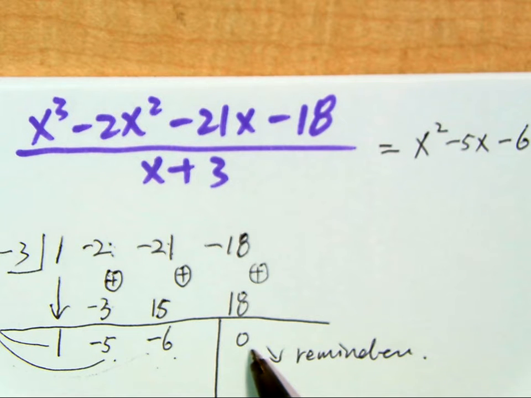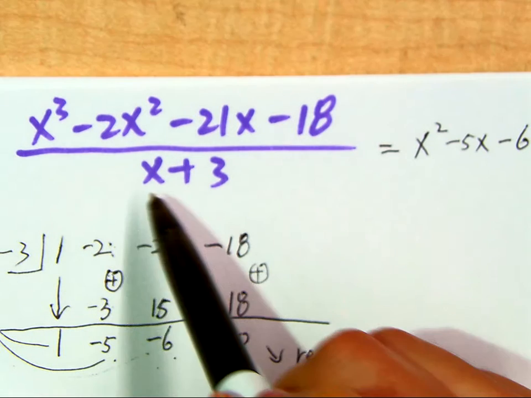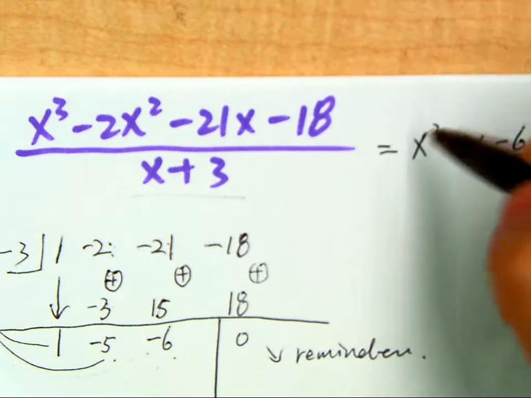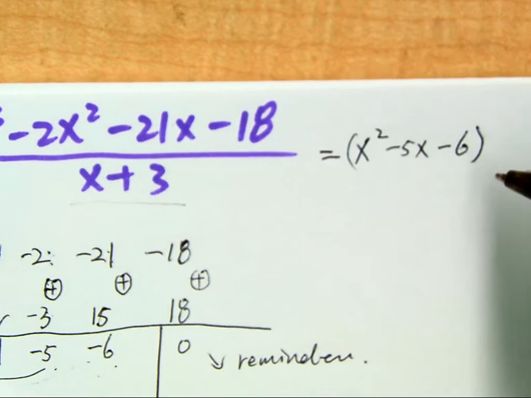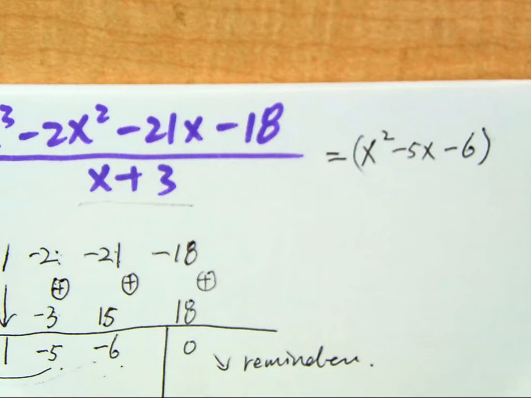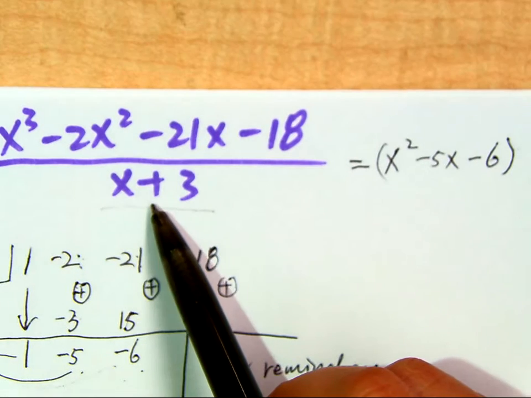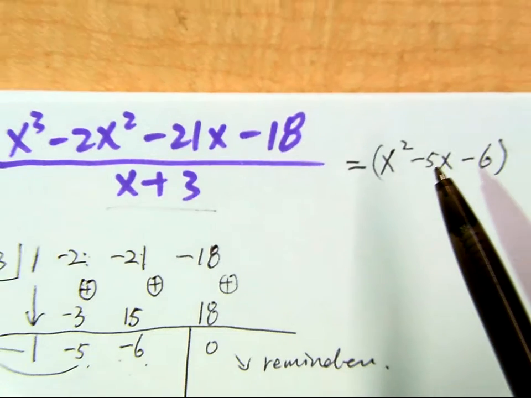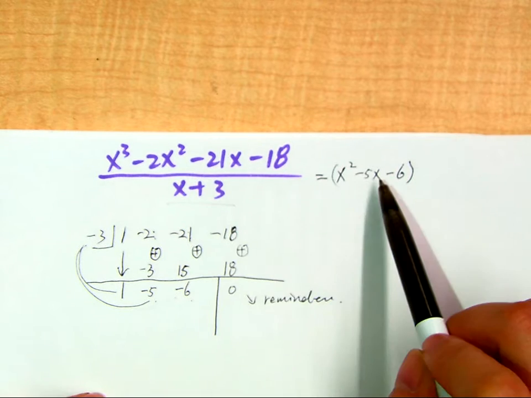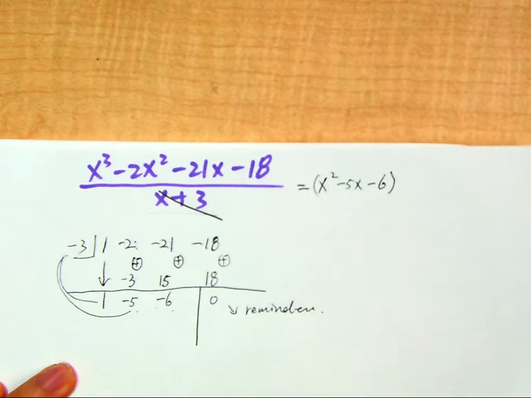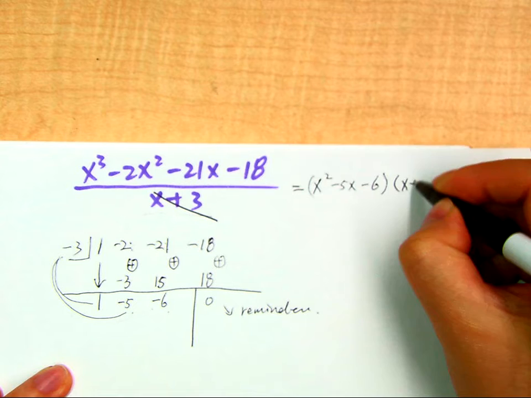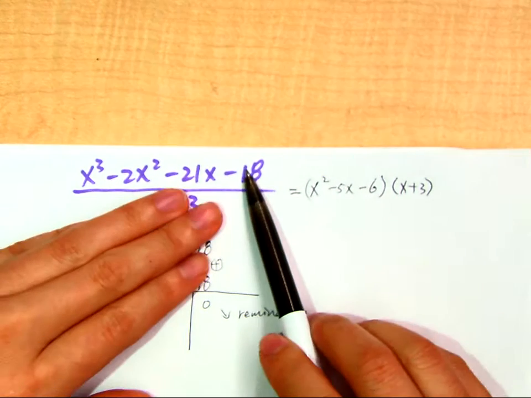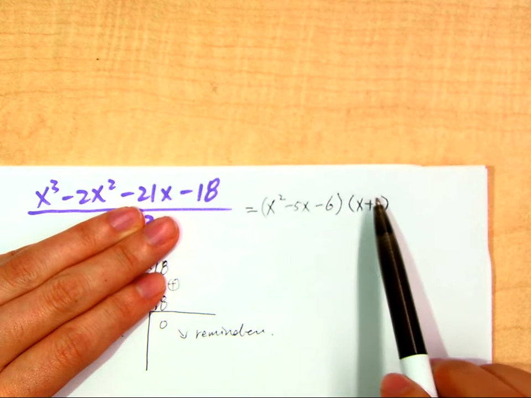If the remainder is 0, we can also tell x plus 3 is a factor of this polynomial, and x squared minus 5x minus 6 is also a factor of this polynomial. Now if I multiply by x plus 3 on both sides of the equation, this part will be gone, and the other side will be x plus 3. You will see we changed the polynomial into something multiplied by something.